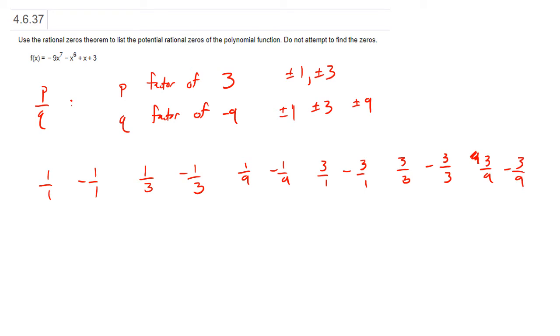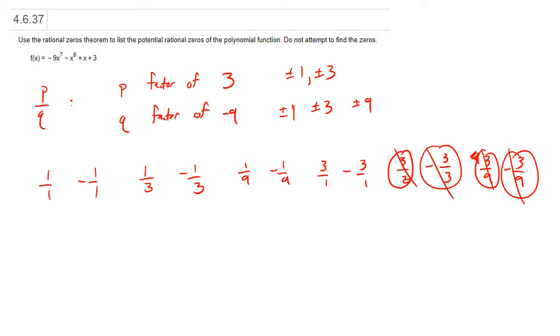Okay. All right. Now if I simplify this down, there's actually some further redundancy. For example, 3 over 3 is just 1, and I already have a 1 in the list. -3 over 3 is -1, and I already have that. 3 over 9 is the same as 1 over 3, and that's already in the list. And -1 over 3 is also in the list. So there was still some redundancy even after accounting for the plus or minus business.